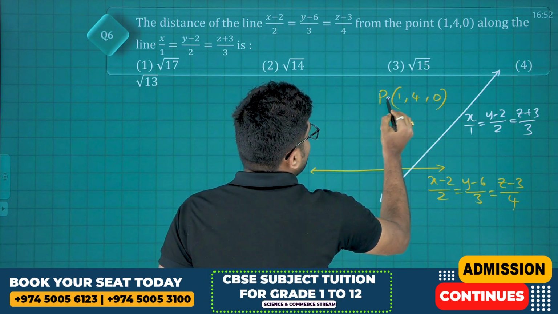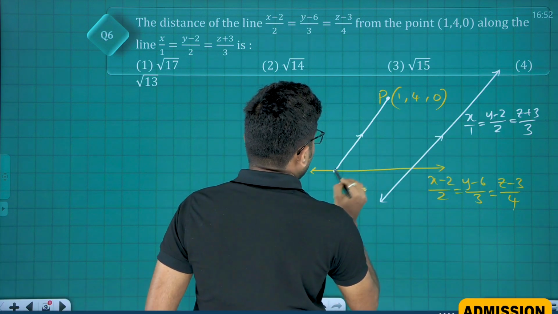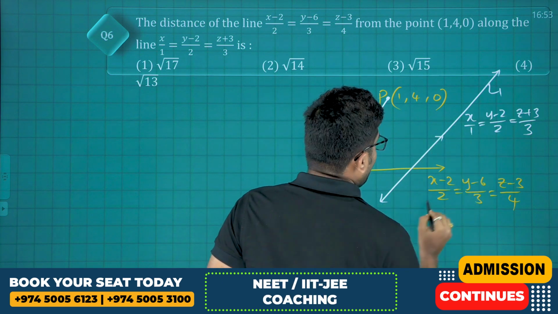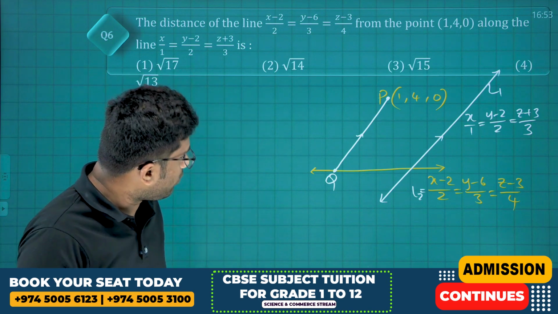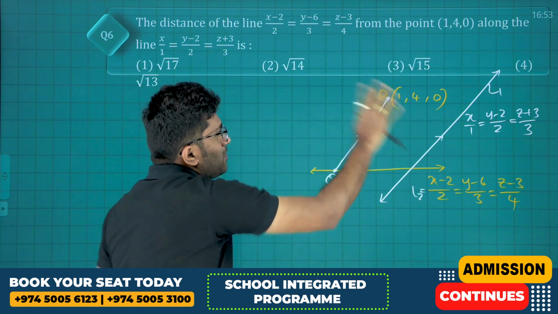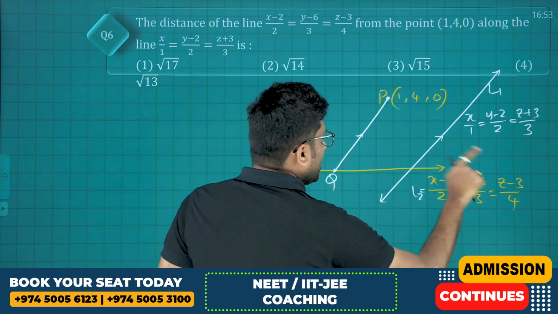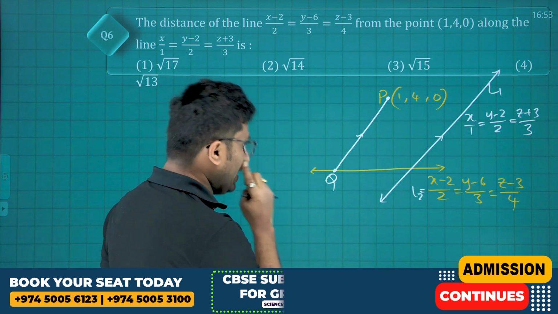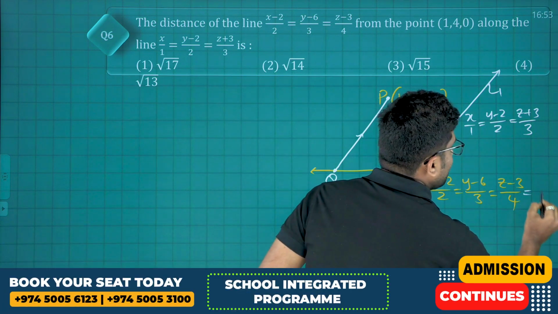Parallel means, let's say these two lines are L1 and L2. PQ should be parallel to L1. That is what we say along the line. So PQ is parallel to L1 now, and this PQ intersects L2 at some particular point. Then we'll get Q. So let us equate this to some lambda.